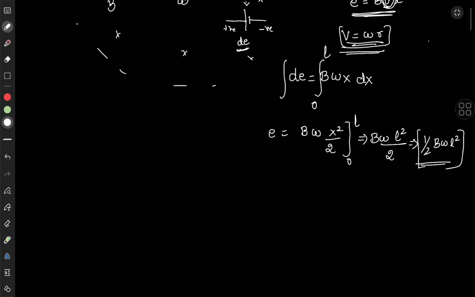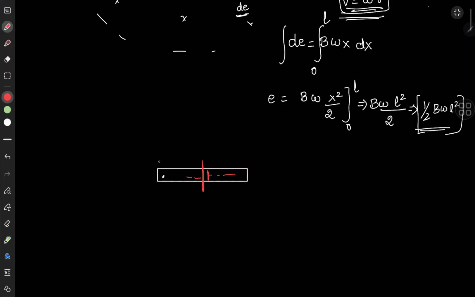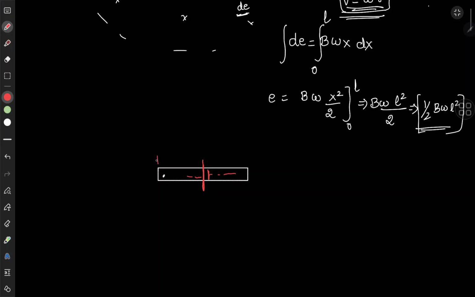If you take the diagram again, the complete rod will act like an EMF source, like a cell. This will be the positive terminal and this will be the negative terminal.